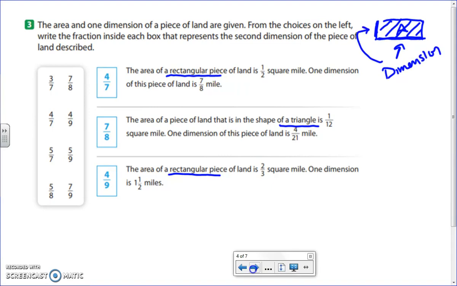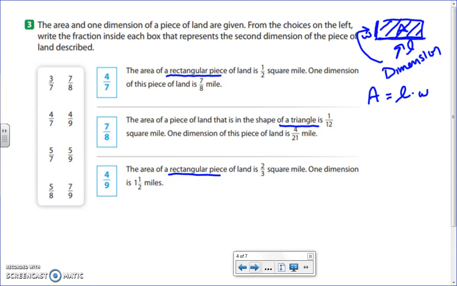Okay, so when you're talking about lumber at the lumber yard, it's like 2x4 or 2x8 or whatever. Those are dimensions. And I know that a lot of times we refer to one side as the length and one side as the width in a rectangle. So I know that the area of a rectangle is the length times the width.